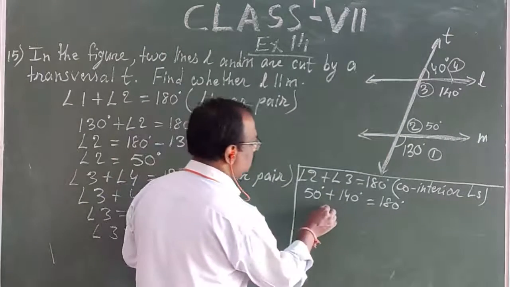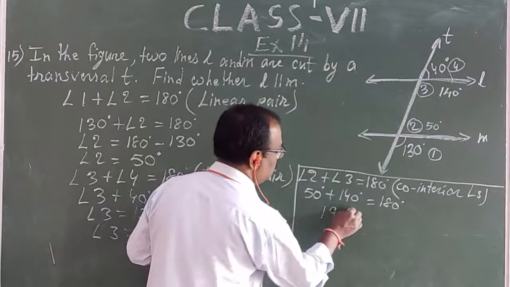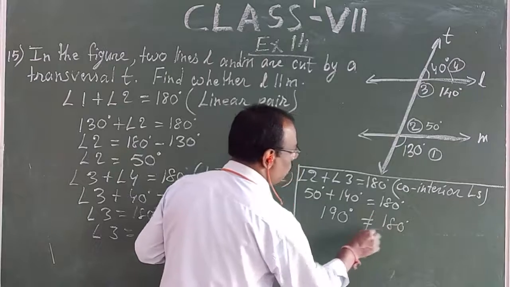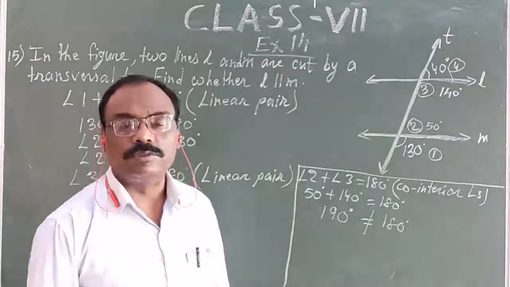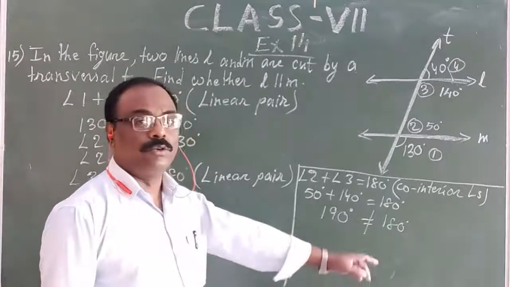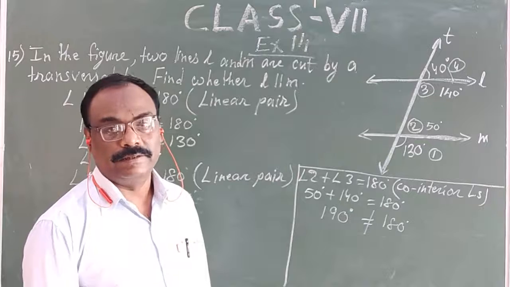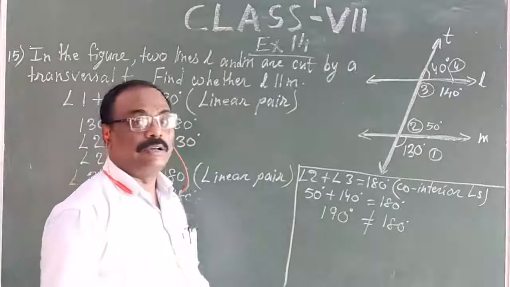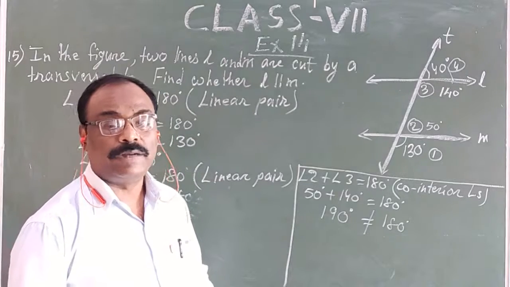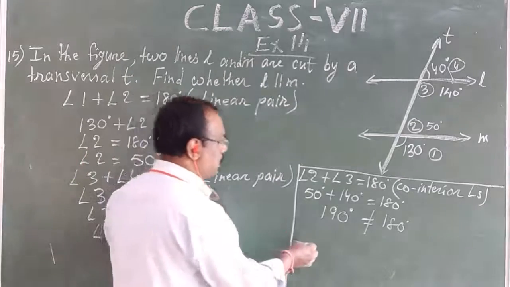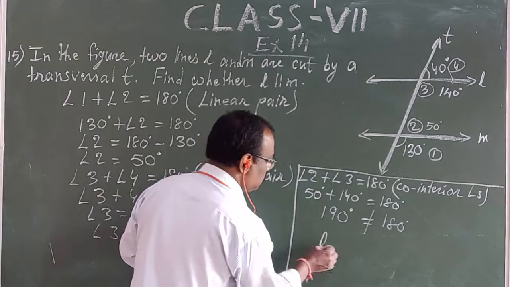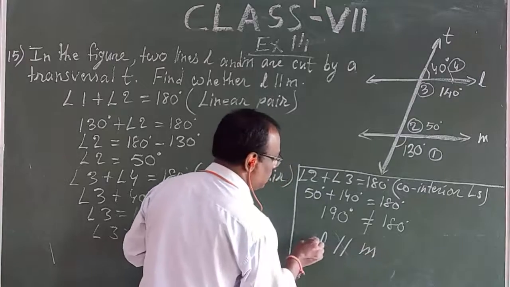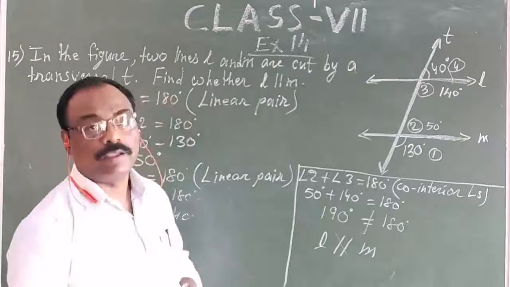140 plus 50 is equal to 190 degree, equal to 180 degree? They are not equal, so I have cut that equal sign. So 190 is not equal to 180 degree. Here you can see when we found the co-interior angles, we are not getting equal. So what shall we write now? L is not parallel to M.